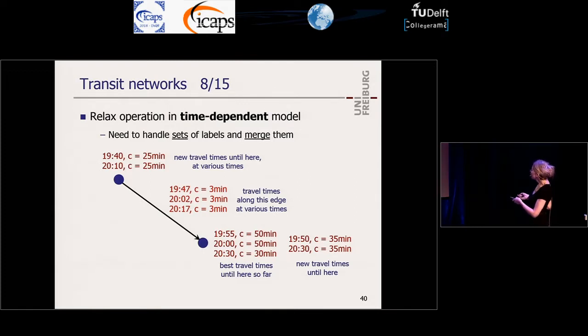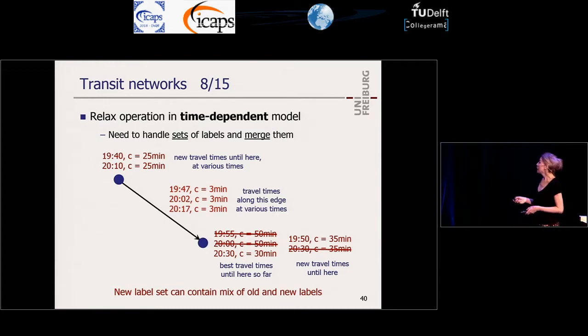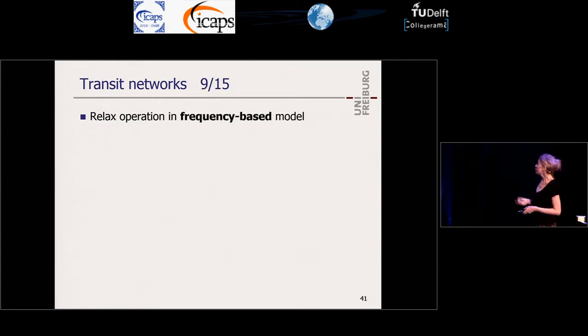And now you have to merge these. I will not do it in detail now. This is now no longer optimal. This is not optimal, and you just have to merge label sets. This is what you have to do, but you can do it, right? So multi-label Dijkstra, this is how it works. And this is also no longer optimal, because it's dominated by a solution here. Yeah, the new label set contains a mix of old and new labels.